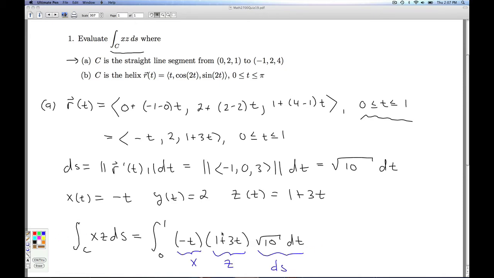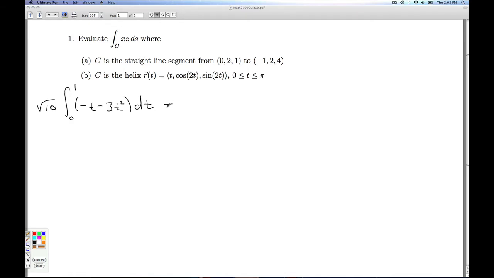We just integrate this then using Calc 1. I can bring the square root of 10 out front. Integral from 0 to 1, multiply through, -t minus 3t squared dt. So we bring that integral up then, and I get square root of 10 times the antiderivative: of -t, so -t squared over 2, and the antiderivative of -3t squared, -t cubed. I'm evaluating this from t equals 0 to t equals 1.